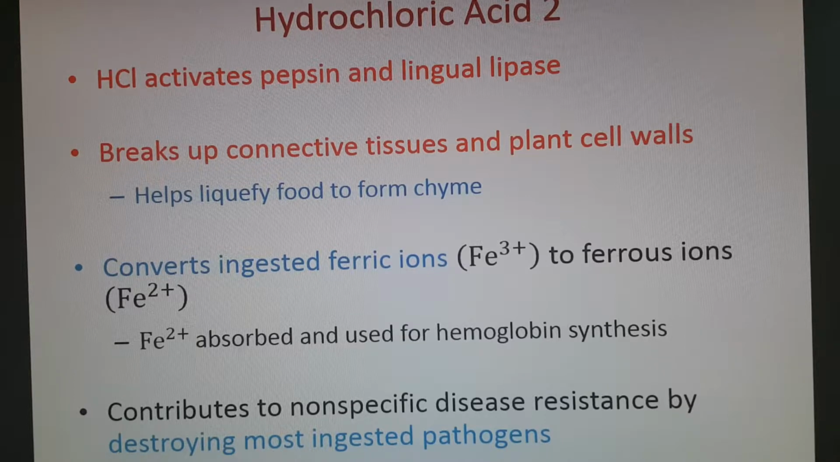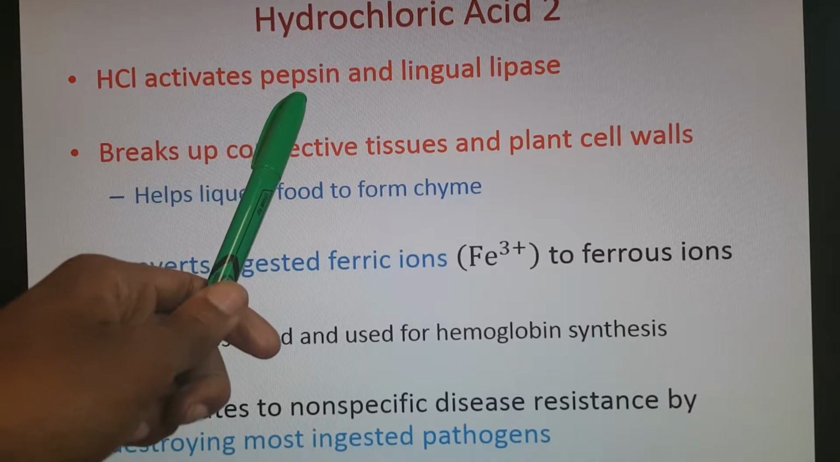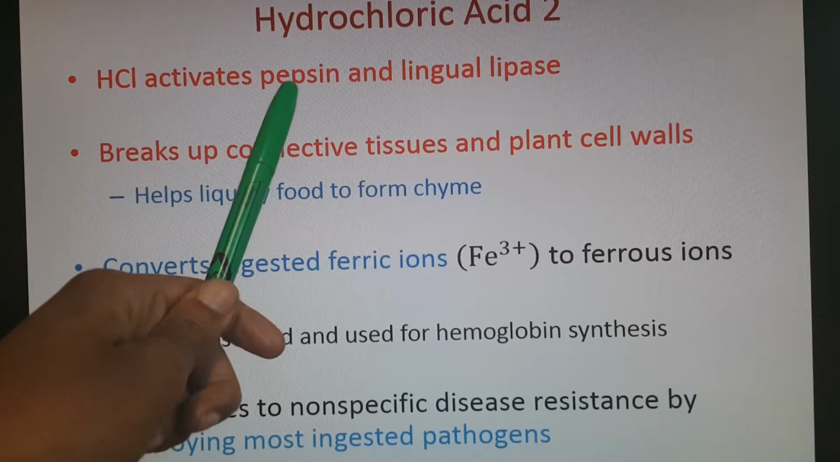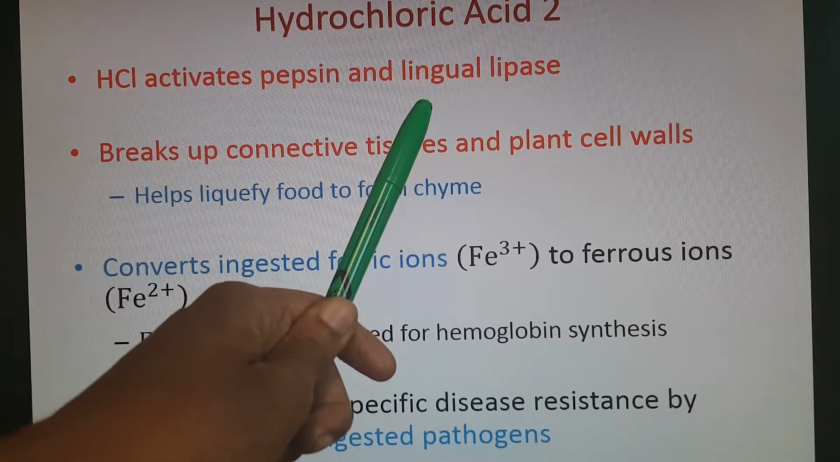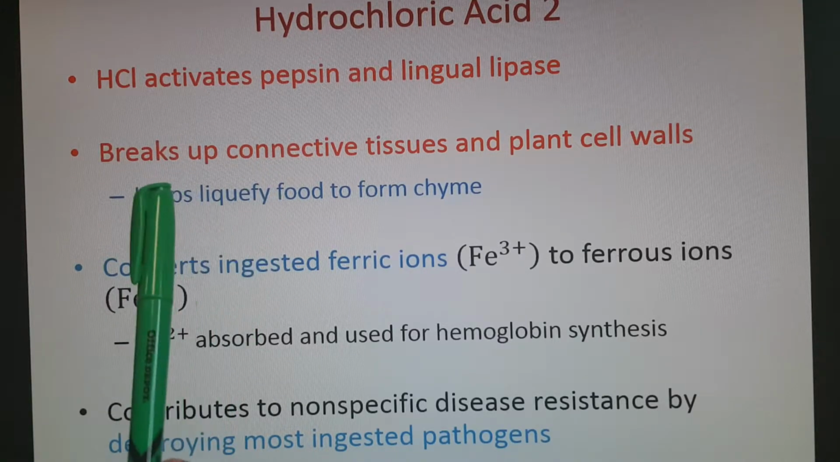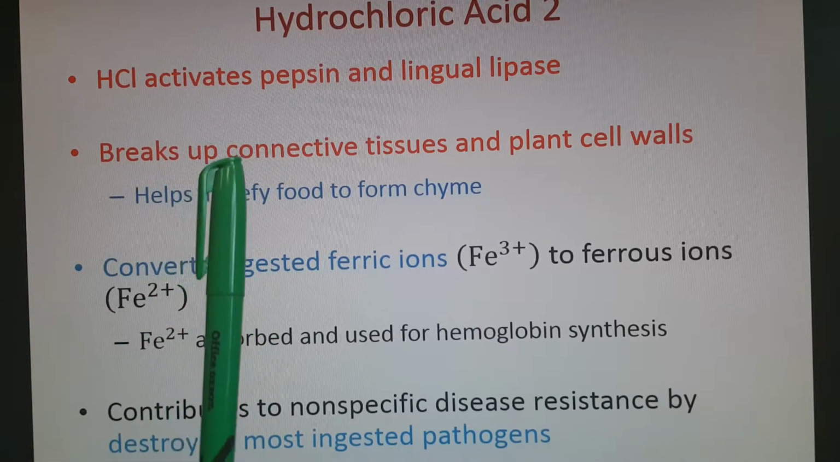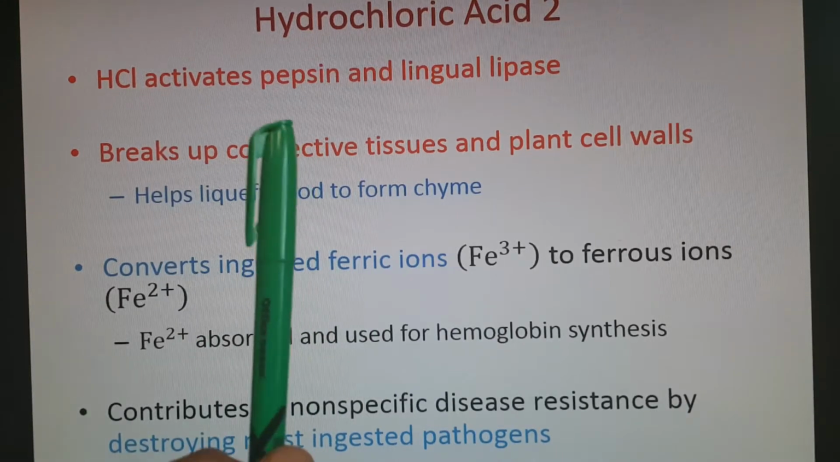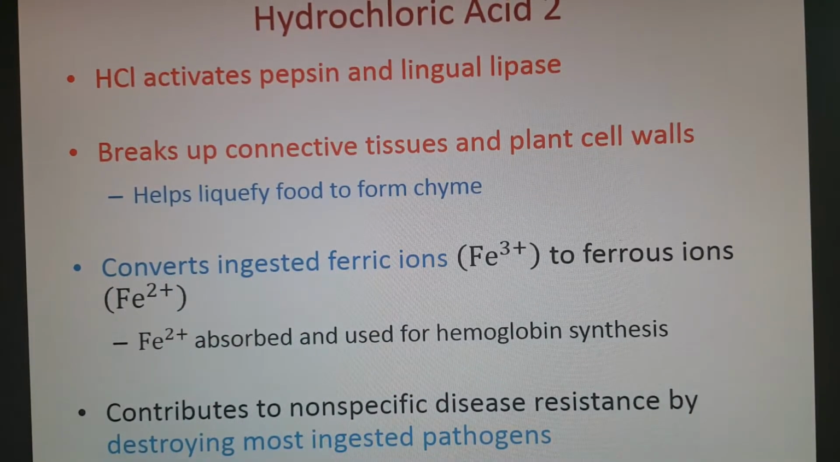So your hydrochloric acid not only helps to break down your food, it also helps to activate some of your digestive enzymes. So pepsin to break down the proteins, as well as lingual lipase to break down lipids. It helps to break down the connective tissues as well as plant cell walls. So this is how it breaks down the food to form your chyme. So breaking down whatever you've chewed up further into smaller molecules.